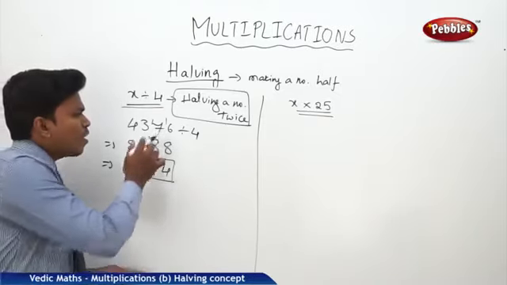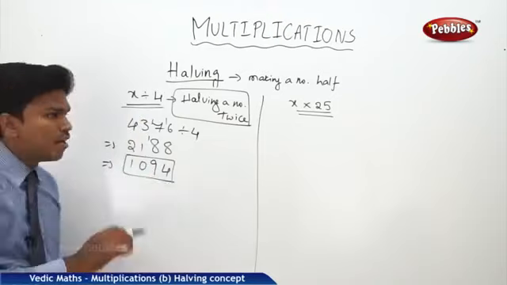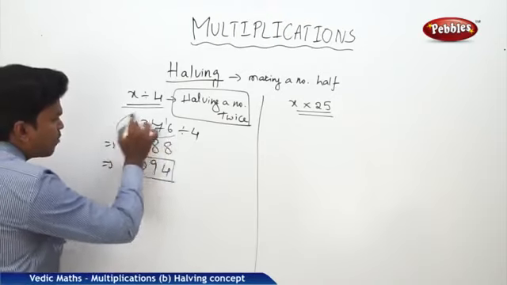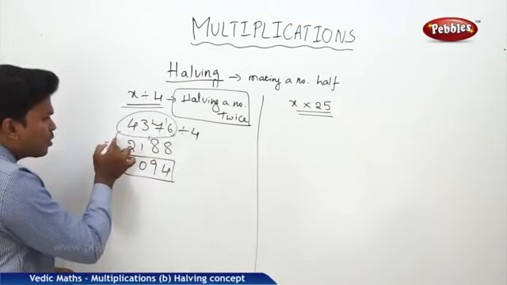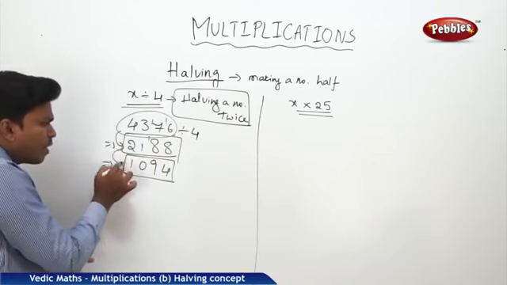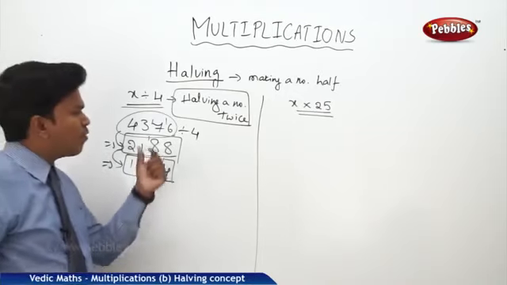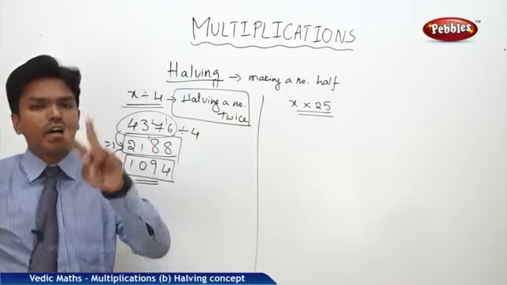That means if you want to divide a number by 4, simply make it half twice. First, take the given number, make it a half. How much did you get? 2188. Again make it half of 2188. How much did you get? 1094. So if you want to divide a number by 4, make it half twice.